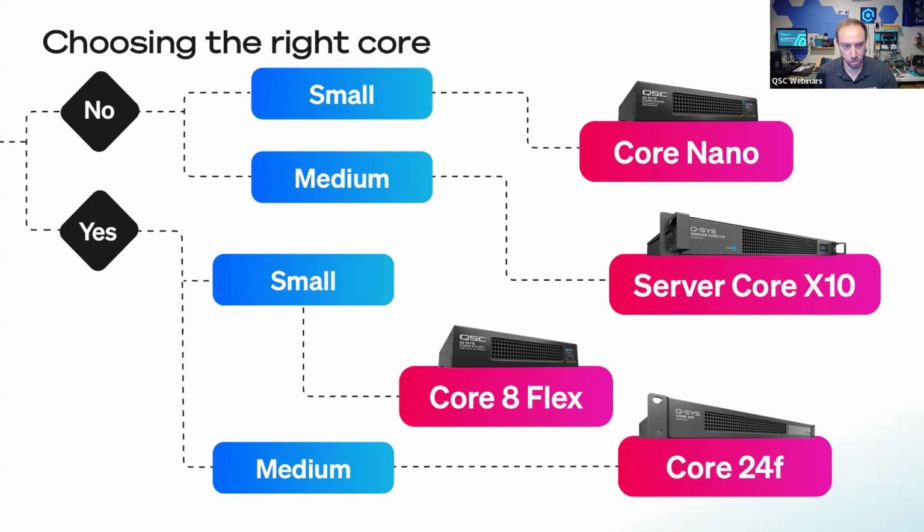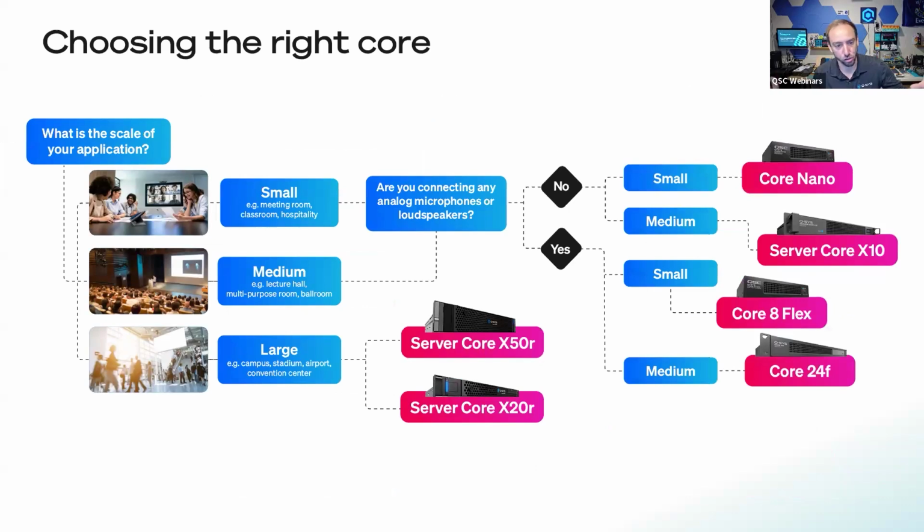So with the small and medium cores, just to jump back into our decision tree. So this question of, are you connecting any microphones and loudspeakers? So no, we can look at, again, what's the size of the room? If it's a small room, then we use a Core Nano. If it's a medium or larger space, then we have the Core X10. If the answer is yes, I have analog microphones and loudspeakers, then we look at, for the small room, you have the Core 8 Flex. For that medium space, we have the Core 24.